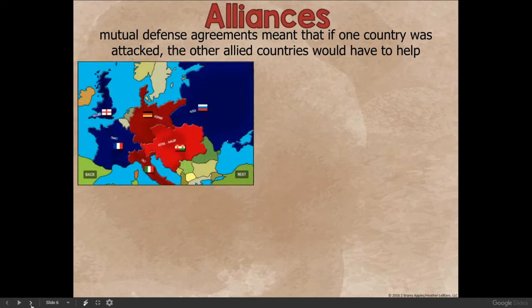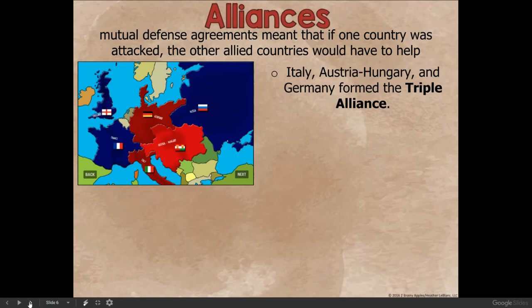So this is an example of the alliance systems that were set prior to World War I. If you see, in red we have the alliance known as the Triple Alliance, and that is Italy right here, Austria-Hungary right here, and Germany right here. So you can see that this is kind of a strategic alliance because all of these countries border one another. It was in their best interest to form alliances with one another because they protect each other.